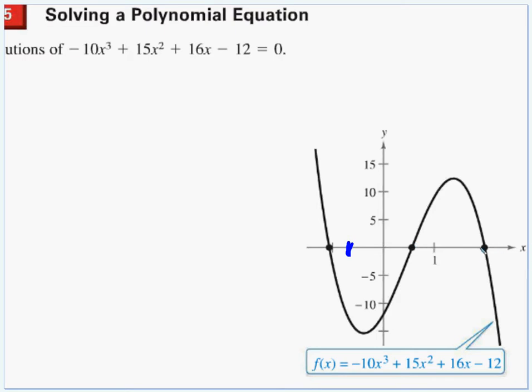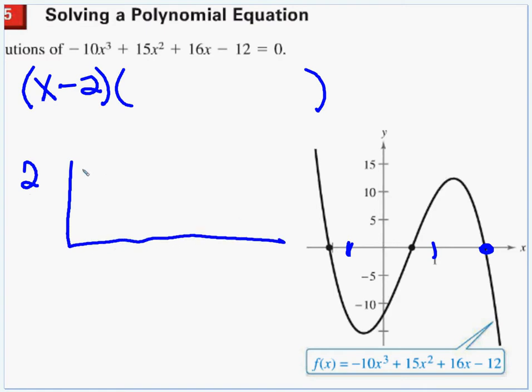But this one here looks like it hits right at 2. And in our list of possibilities, 2 was in there. So if we're going to say x minus 2 is a factor, we should be able to factor that and have an easier polynomial to work with. Let's synthetically divide. So we're going to divide 2 synthetically into negative 10, positive 15, positive 16, negative 12. So we're expecting a zero for a remainder here.